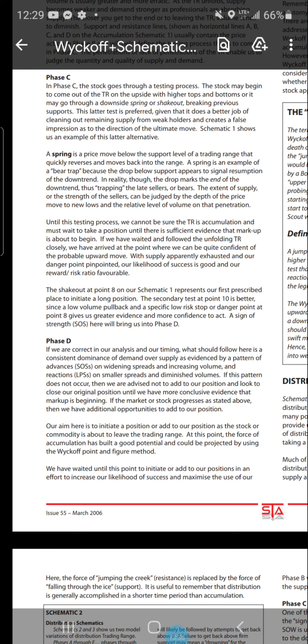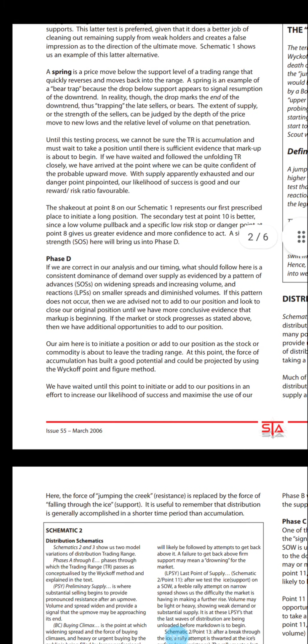Look at this guy. To add to our position and look to close our original position until we have more conclusive evidence that markup is beginning. If the market or stock progresses as stated above, then we have additional opportunities to add to our position. Our aim here is to initiate a position or add to our position as the stock or commodity is about to leave the trading range. At this point, the force of accumulation has built.